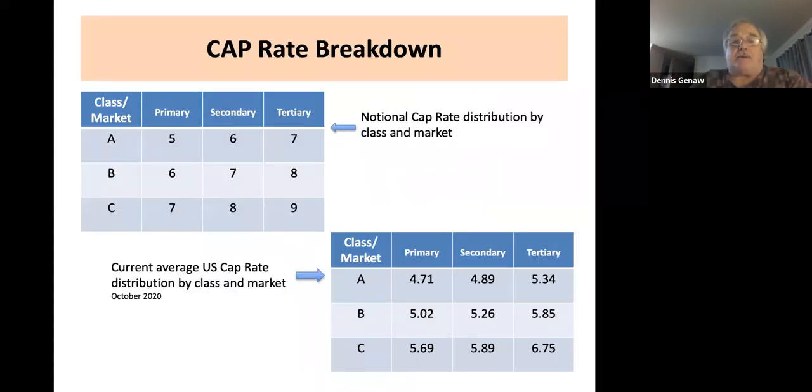Cap rates, we mentioned that in the beginning. What is a cap rate? It's net operating income divided by the purchase price. The notional cap rates that a lot of people a number of years ago used to look at is, this is the best class of property, A, middle of the road, blue collar working, and then I didn't include on here class D, which is war zone kind of properties. So I didn't even consider those.